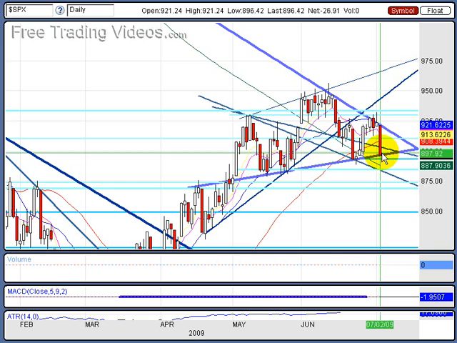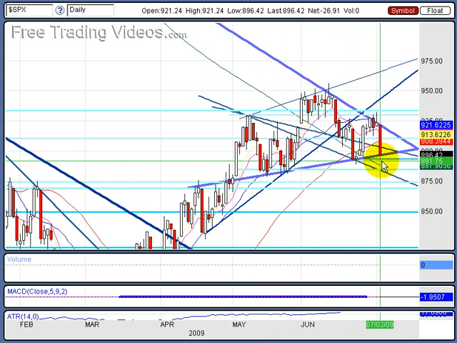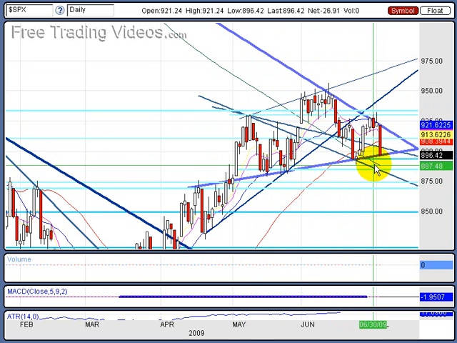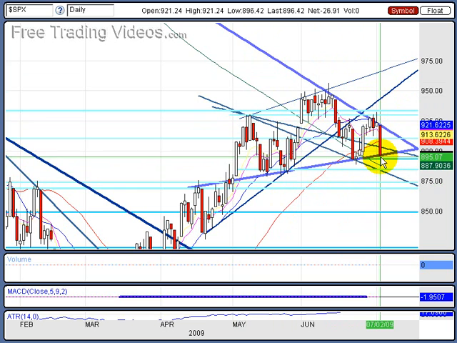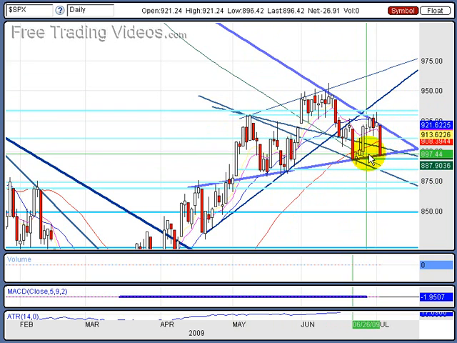So if we break below this neckline, that means we need to close below it. That will solidify the head and shoulders formation, and we should continue down. But we are at support, and we could get a bounce, and we could rally hard. So we're in a place of indecision here. You have to wait, sit on your hands, and wait for the action to come to you.